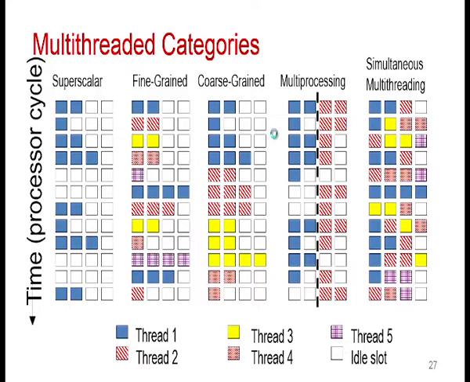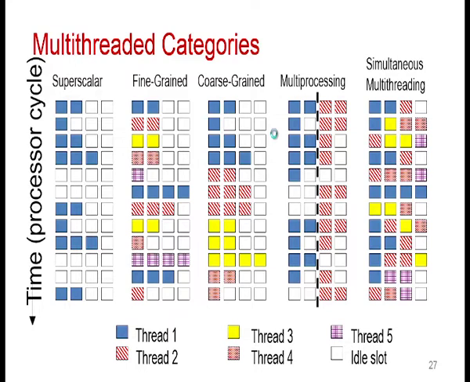Now, compared to a superscalar architecture, if you try to exploit thread level parallelism, you go in for fine grained multi-threading. What happens here is, you know that you are executing multiple threads of execution, but every clock cycle you are only looking at issuing instructions from one particular thread of execution, and you switch the thread context every clock cycle.